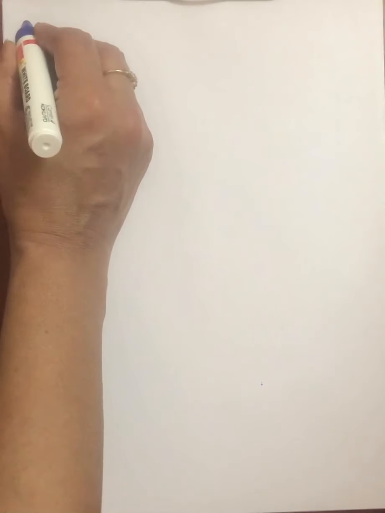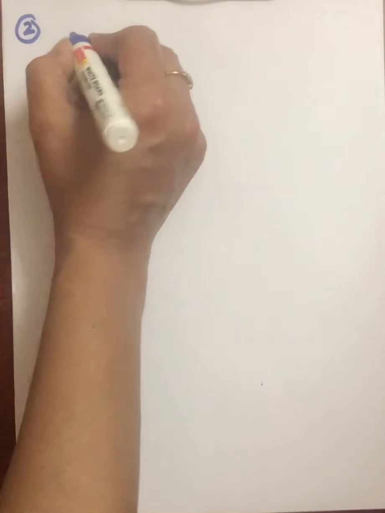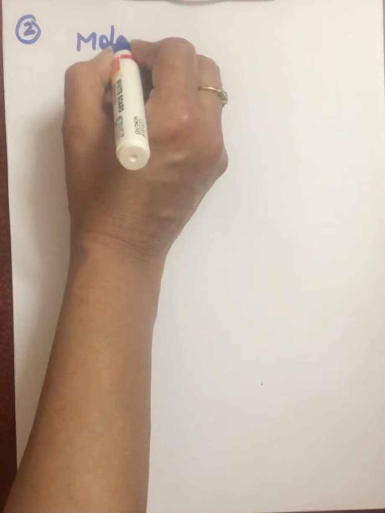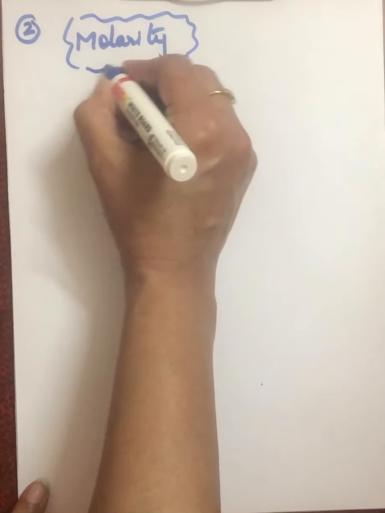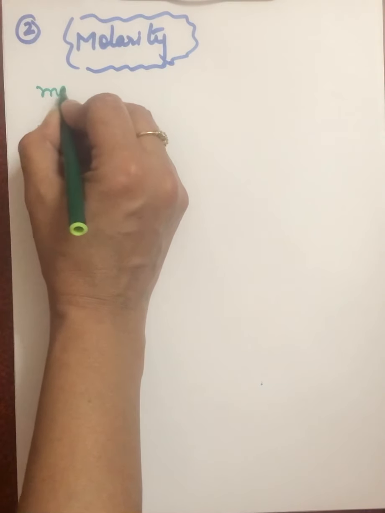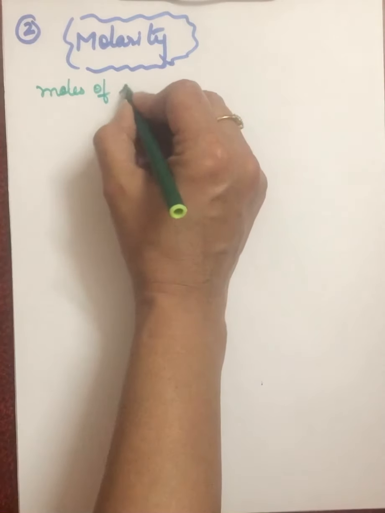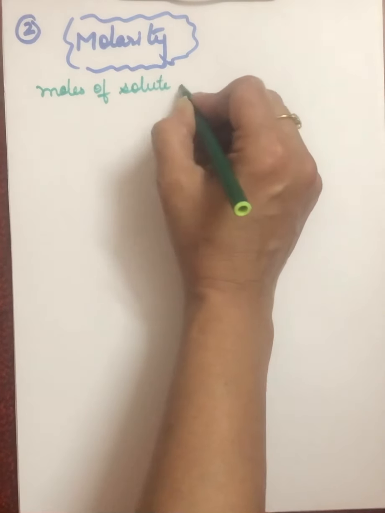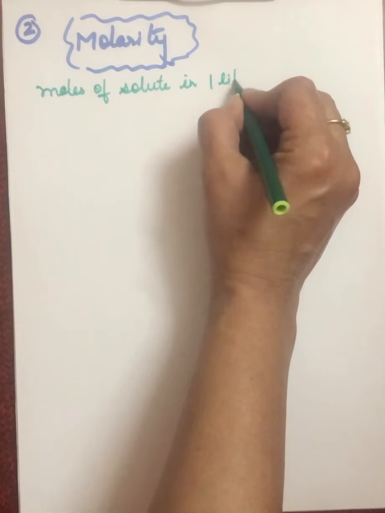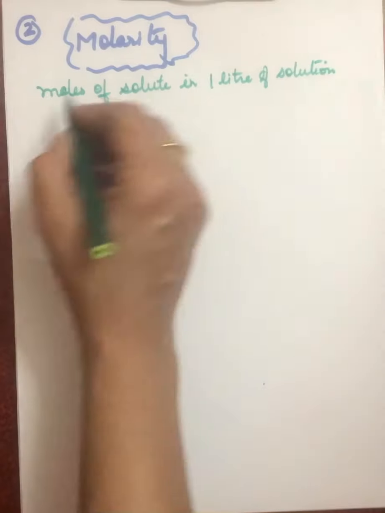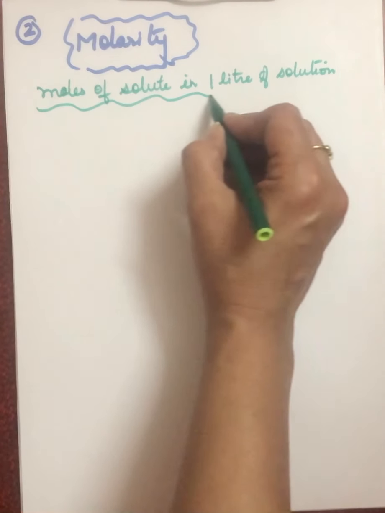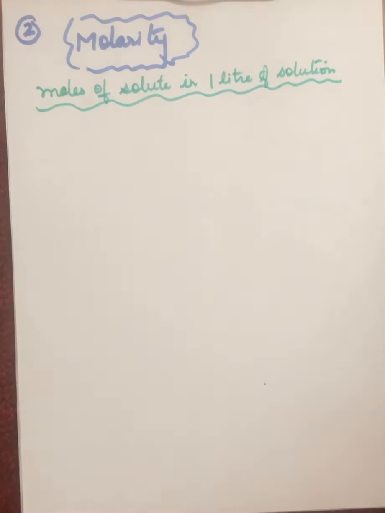Now, after finding out the mass percentage, we are moving on to the second term here, that is the molarity. Another way to express concentration is molarity. What is molarity? It is the moles of solute in 1 liter of solution, or we can say 1000 ml of solution. Moles of solute in 1 liter of solution.